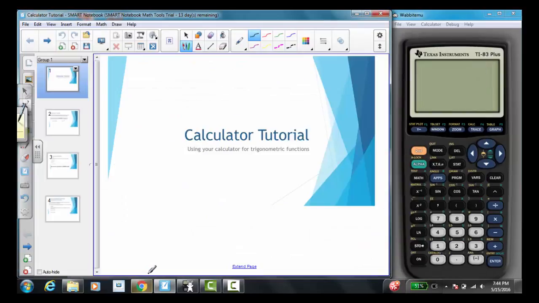If you have an Android, there's an app for the WabbitEmu calculator, and you can download that on your Android phone. However, if you have an Apple phone, there is no app. However, there are other calculator apps that you can use on your phone. So we're just going to quickly go through.